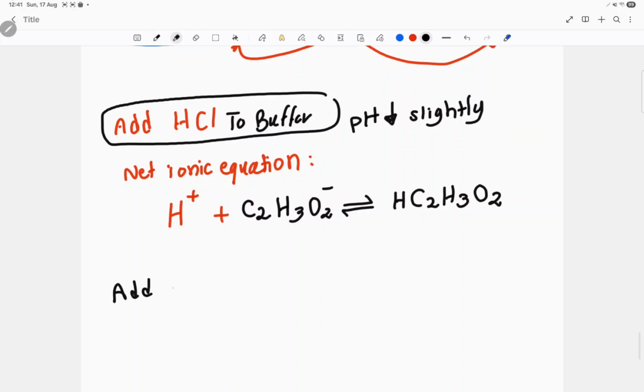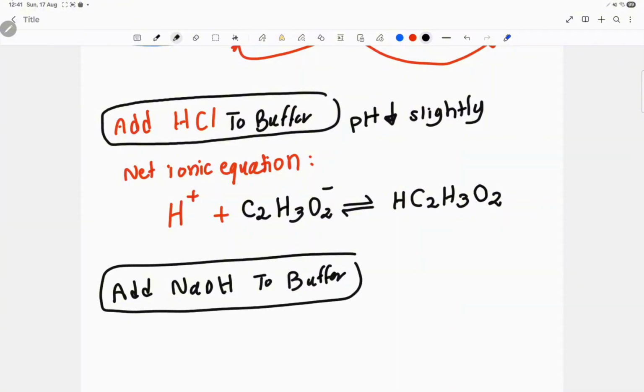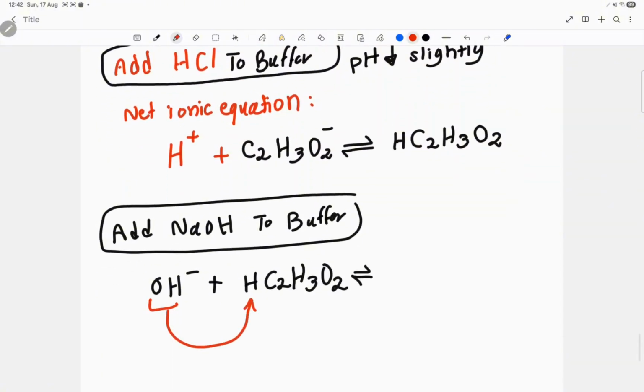Now if we add NaOH to the buffer, from the NaOH part we keep the OH negative. From the buffer we keep the acid part, which is HC2H3O2. And we're going to get two things, because now the OH with the H will react. H2O and C2H3O2 negative, yes. And that's how the buffer works, essentially. So in this case, the pH will increase, but only slightly.